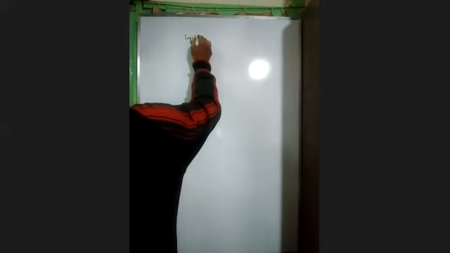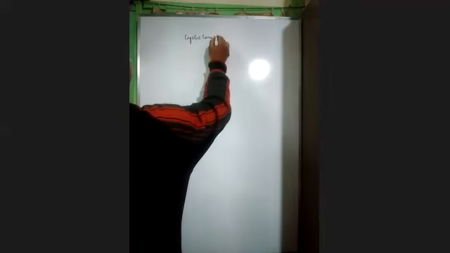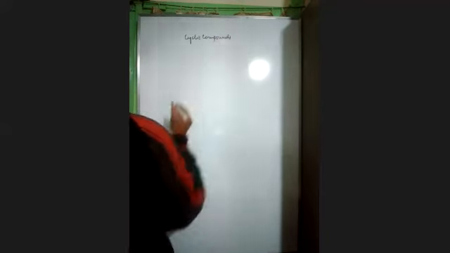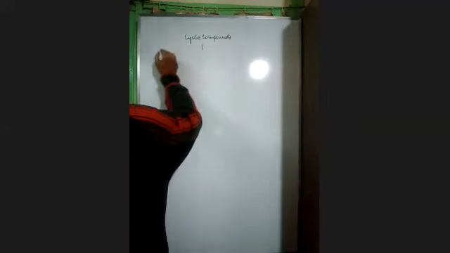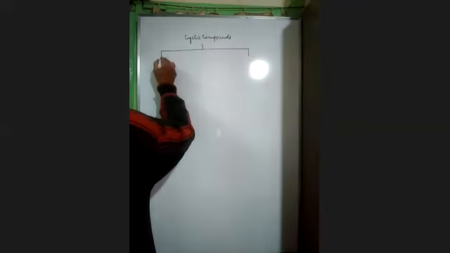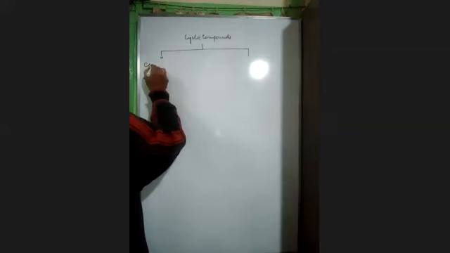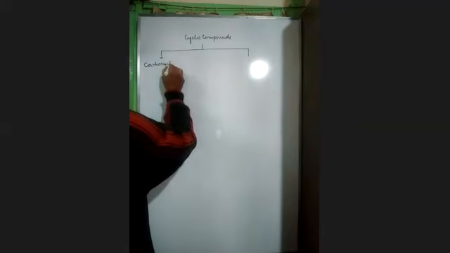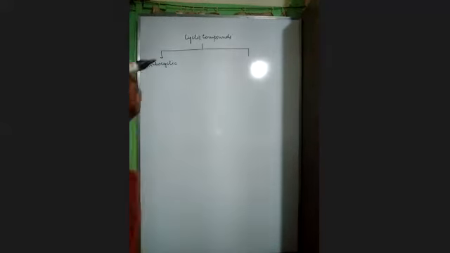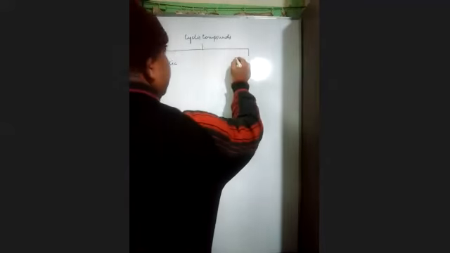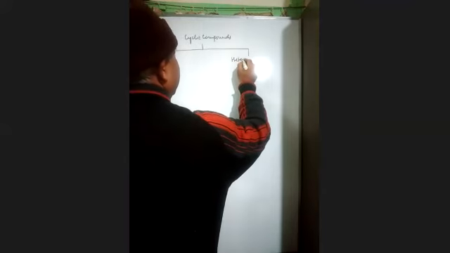Okay, now we'll go for cyclic compounds. Cyclic compounds again can be classified into two categories. One you call carbocyclic, that is, the ring is being made by carbon. And this is called heterocyclic.